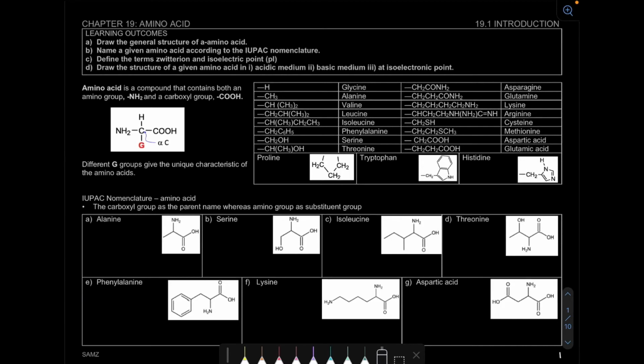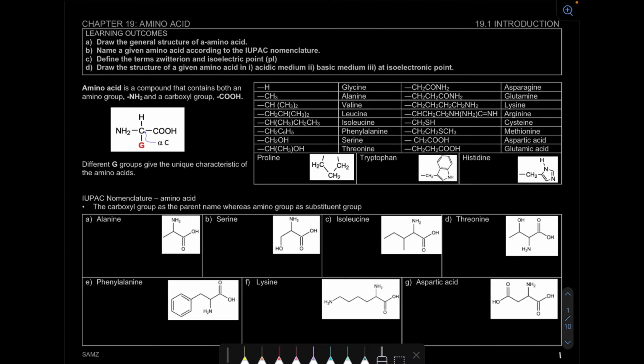Assalamualaikum and hello everyone. In this video, we're going to learn a new chapter, which is the second last chapter for semester 2, which is amino acid. Here we're going to look at the general structure of alpha amino acid, and we will give the name according to the IUPAC nomenclature, define the term Zwitterion and isoelectronic point, and last but not least, look at the structure of a given amino acid in acidic, basic, and at isoelectronic point, or this is what we call pI.